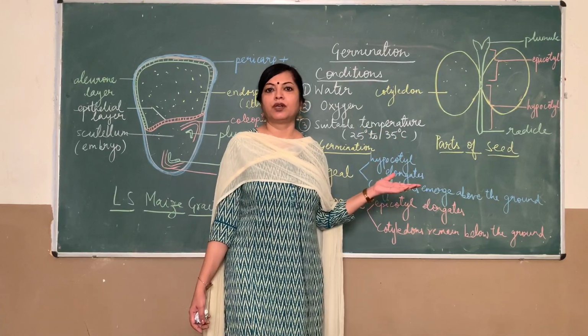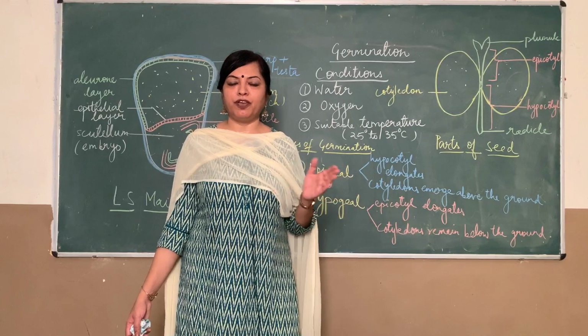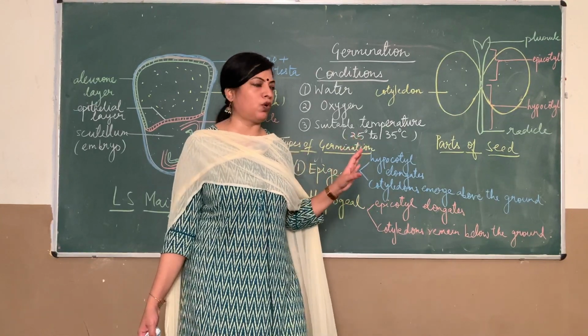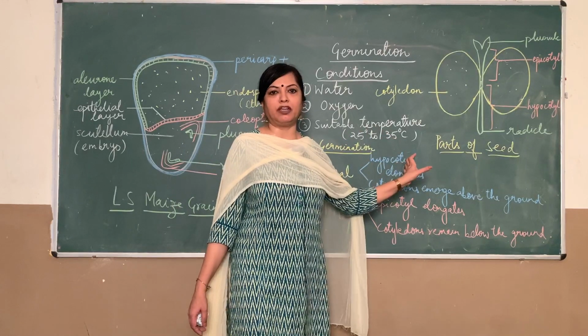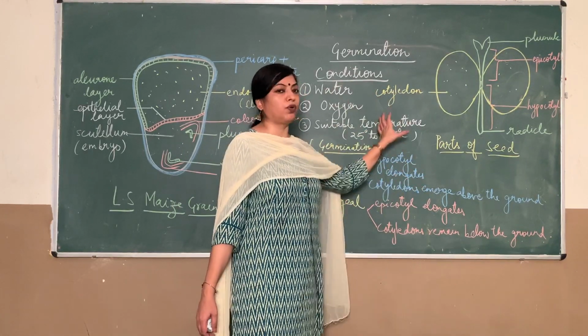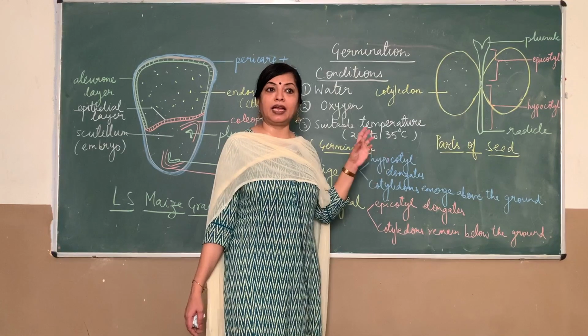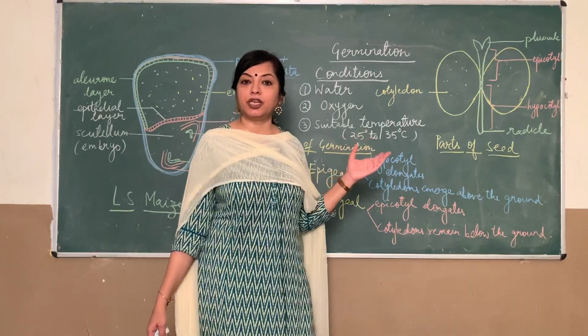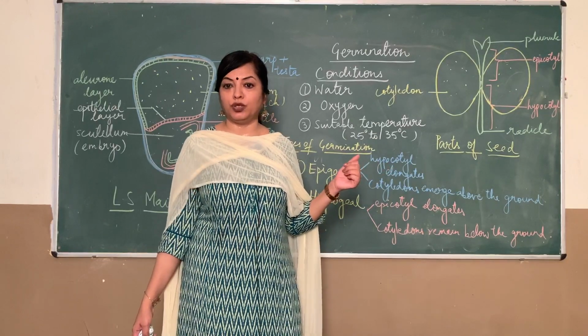Now ours is a tropical country, so some variation is there between temperate seeds and tropical, but overall a basic range is between 25 to 35. If you give all of this to a seed and its dormancy period is over, then a seed will germinate and give rise to a new plant.